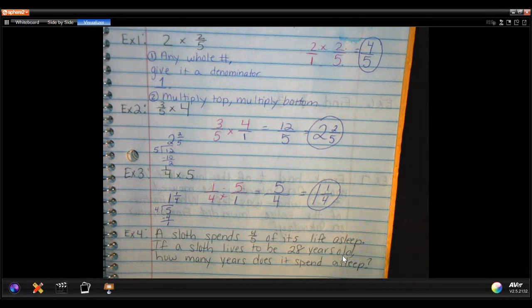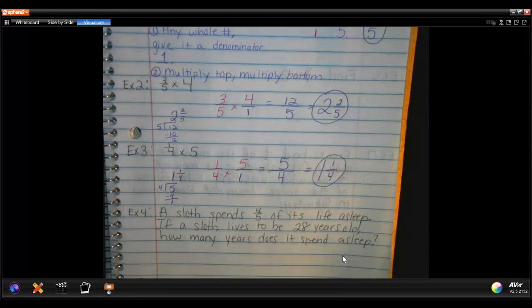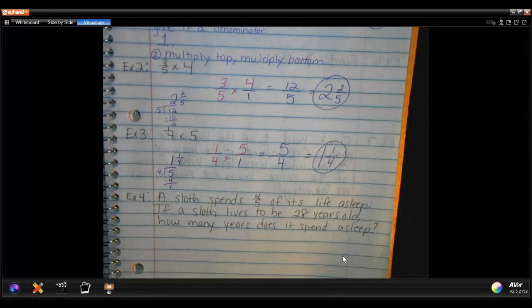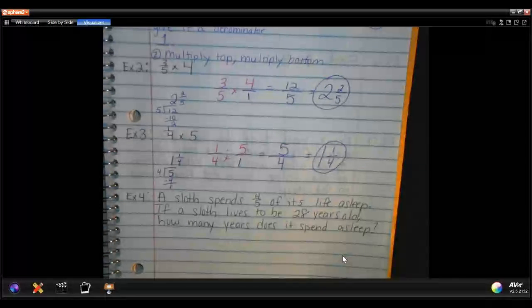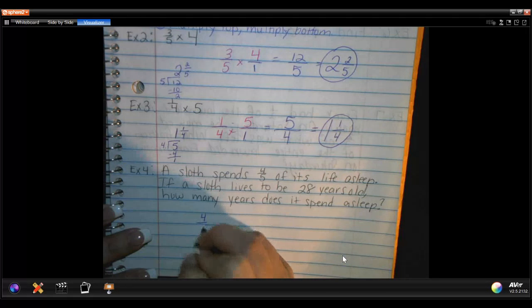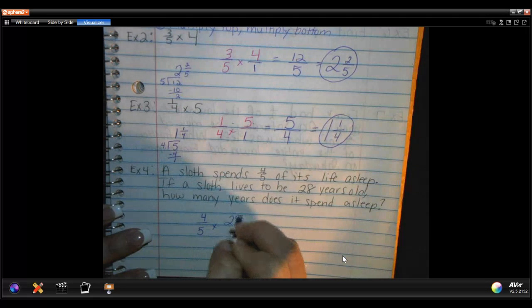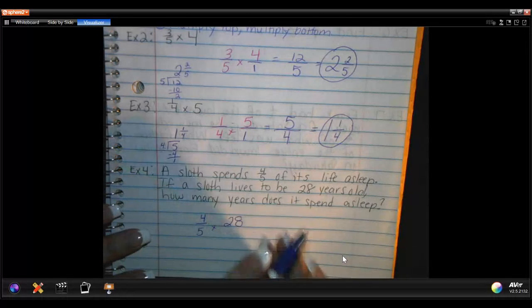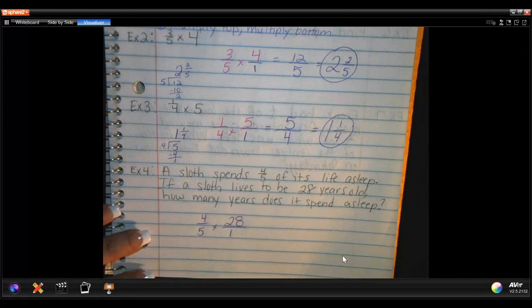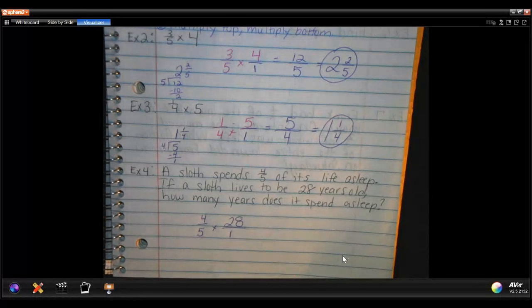Then we can still multiply fractions by solving word problems. In this example, it says a sloth spends 4 fifths of its life asleep. If a sloth lives to be 28 years old, how many years does it spend asleep? So again, same thing. I'm going to just rewrite the problem. I'm going to do 4 fifths times 28. Well, 28 is my whole number, so that gets a denominator of 1. And I can go ahead and multiply here. If I do 4 times 28, I get 112.